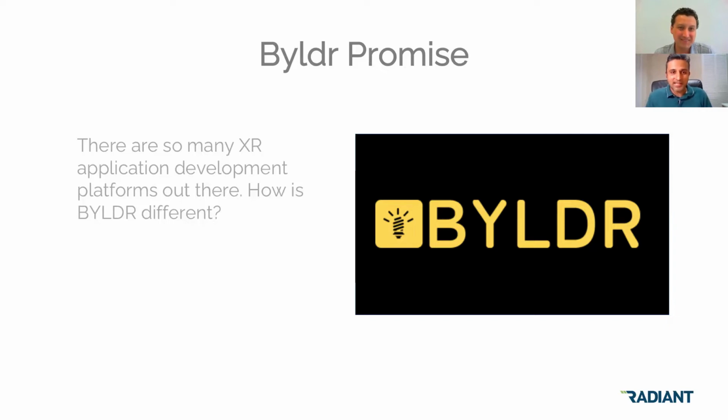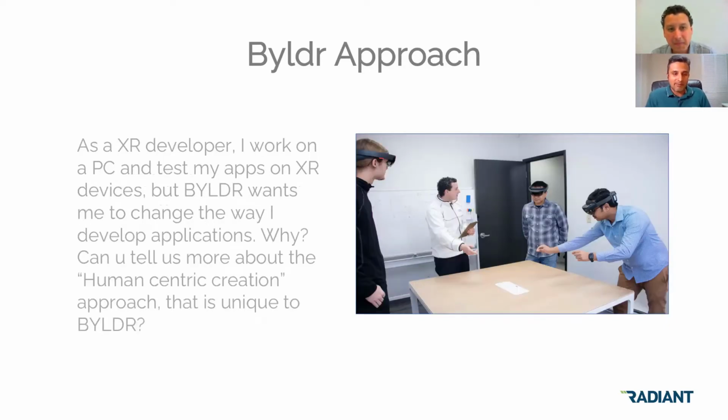Yes, so that leads me to my next question. I'm an XR developer. I've been developing for almost 15 years now. I develop on my PC. It's a rectangular screen. And then I take whatever I build onto a device, right? And I test on the device and I give those apps to my customers and they test on those platforms. So there is a lot of iterative development that happens. But Byldr, you guys are saying that you want to change the way this is developed, right? So this is traditionally how we have developed applications, developing on a PC or a laptop and then testing it on devices. So you have this unique view called human-centric creation. Can you explain a little bit more about this particular approach?